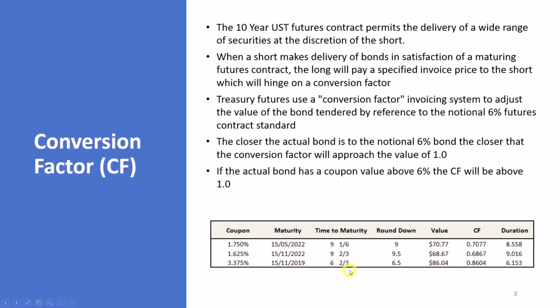Here we can see some examples of different bonds that were outstanding at some point in the past actually, but you can see this 1 3/4 bond here, which is a May 2022 bond. At that time it had that length of time to maturity, and the conversion factor was equal to that. I shall show in a moment how that amount can be calculated.